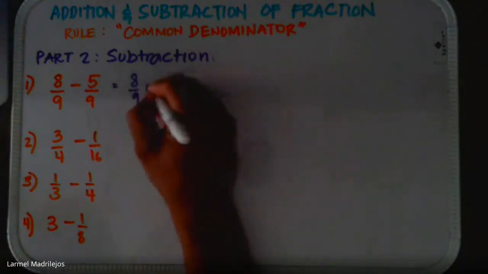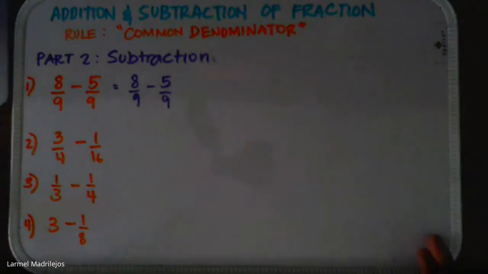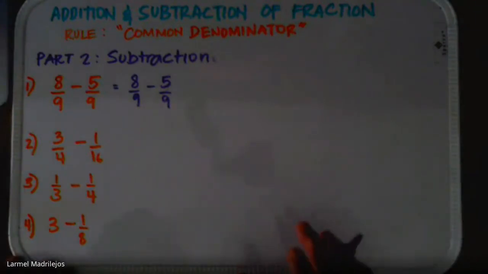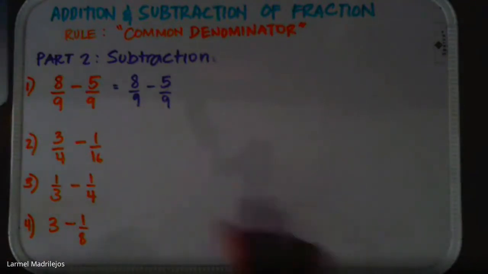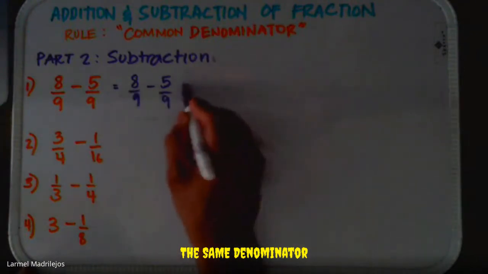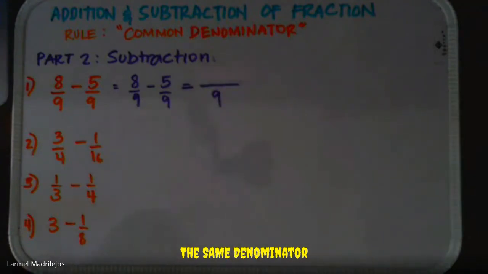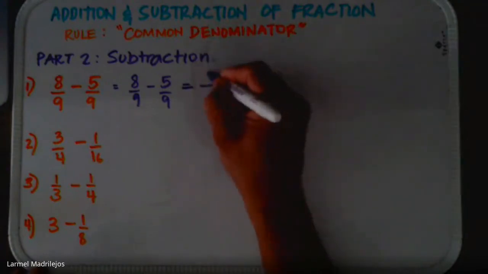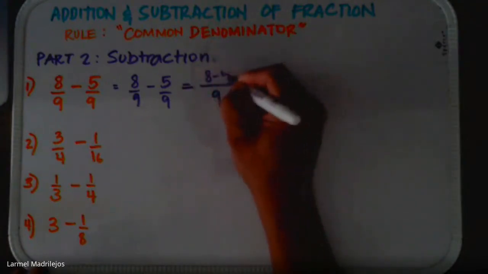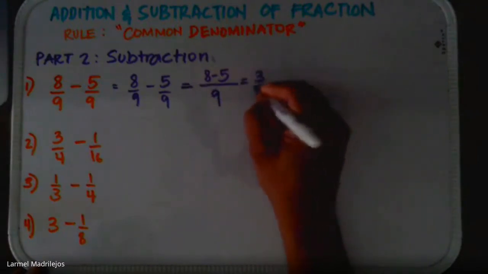8/9 minus 5/9. This question is easy. As I mentioned last time, if they have the same denominator, that will be an easy job. You just need to do the operation on the numerator, which is 8 minus 5. 8 minus 5 makes 3/9.